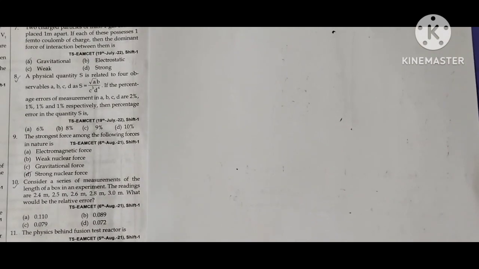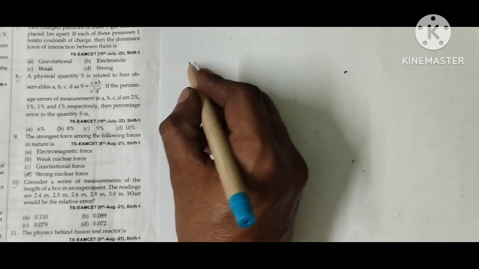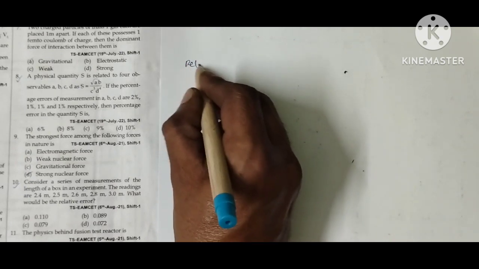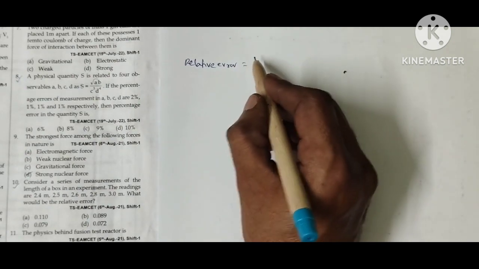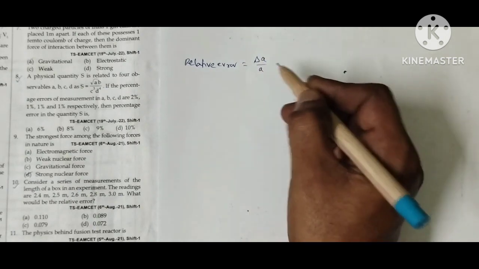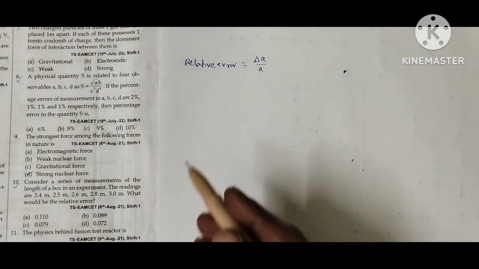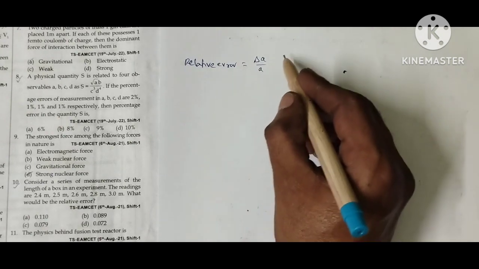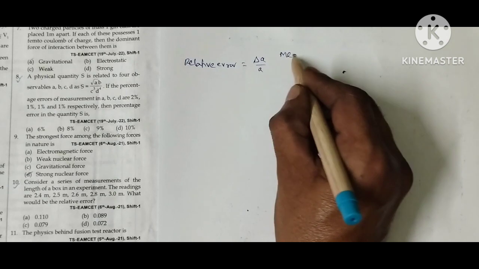This is also one of the important questions. Relative error you have to find. Relative error means generally we can say delta A by A. Percentage error means delta A by A into 100. First of all, you have to find the mean value for this.